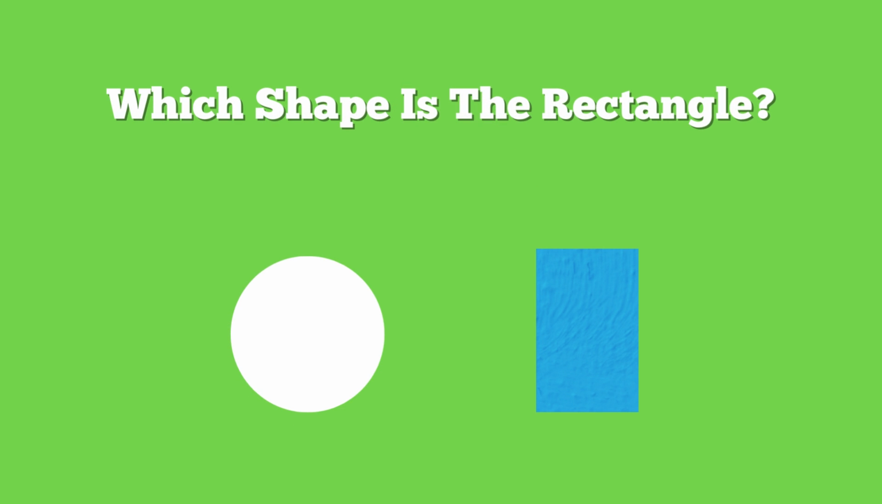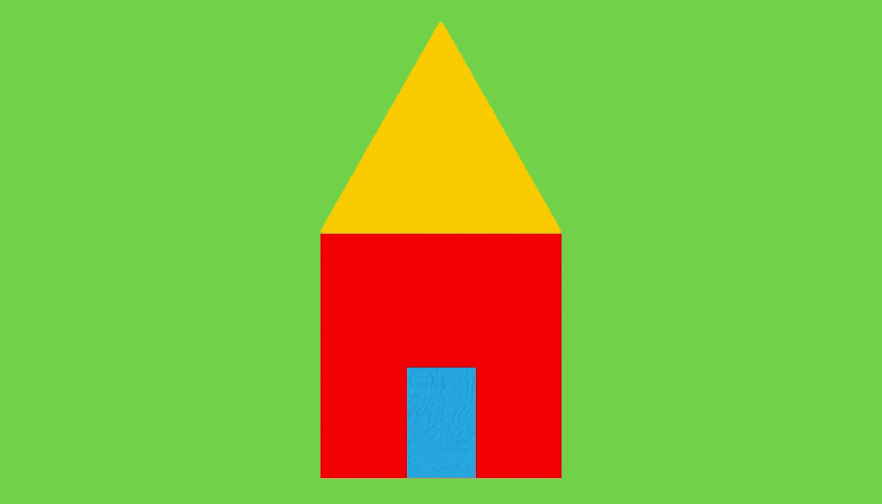But wait, we're not done. Let's grab our third shape, the rectangle. It's like a stretched out square. Which shape is the rectangle? Awesome job! Now let's use the rectangle to make the door. Our house is looking fantastic.